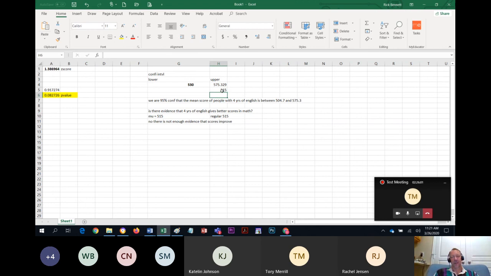If the mean score is 515 and the lowest score you could get is 530, then yes, 4 years of English helps. But because 515 is in the interval, you can't tell if 4 years of English helps or not, because a regular student would be within that interval as well. Does that make sense? Yeah, that makes sense.